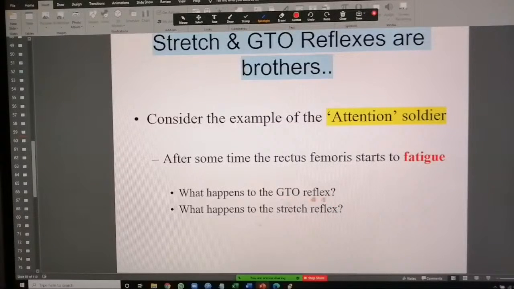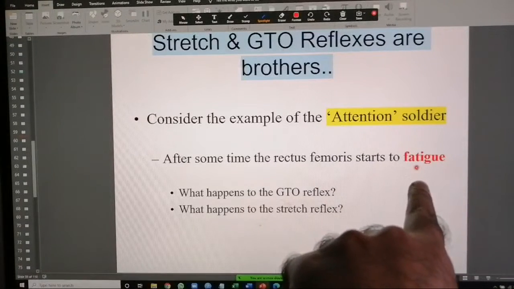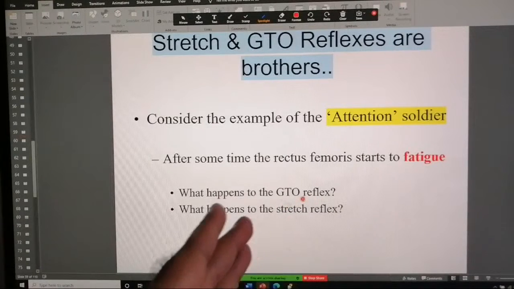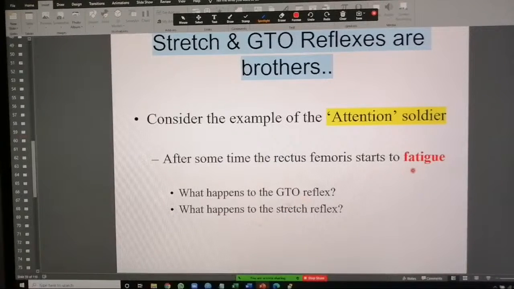So, what happened to the GTO reflex? We mentioned fatigue. The GTO reflex is all about pressure, isn't it? When the muscle is fatiguing, the pressure will go down. When the pressure goes down, the GTO reflex also goes down. When you inhibit the GTO reflex, what happens? The agonist comes out of its inhibition and it actually contracts. You have inhibited the GTO reflex because the muscle is fatiguing and the pressure is going down.